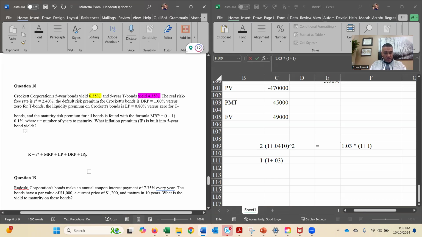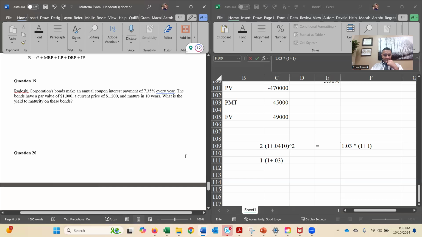So what you're trying to do is solve for inflation premium. That's what we're trying to solve for. So inflation premium will be equal to 6.35 minus 2.4 minus 1 minus 0.8% minus, now this is a tough part, maturity risk premium is T minus 1. How many years is it? Well, it's a 5-year bond. So you do 5 minus 1, which is 4, times 0.1%. It's 0.4%. So you subtract out 0.4, and that will give you the inflation premium.